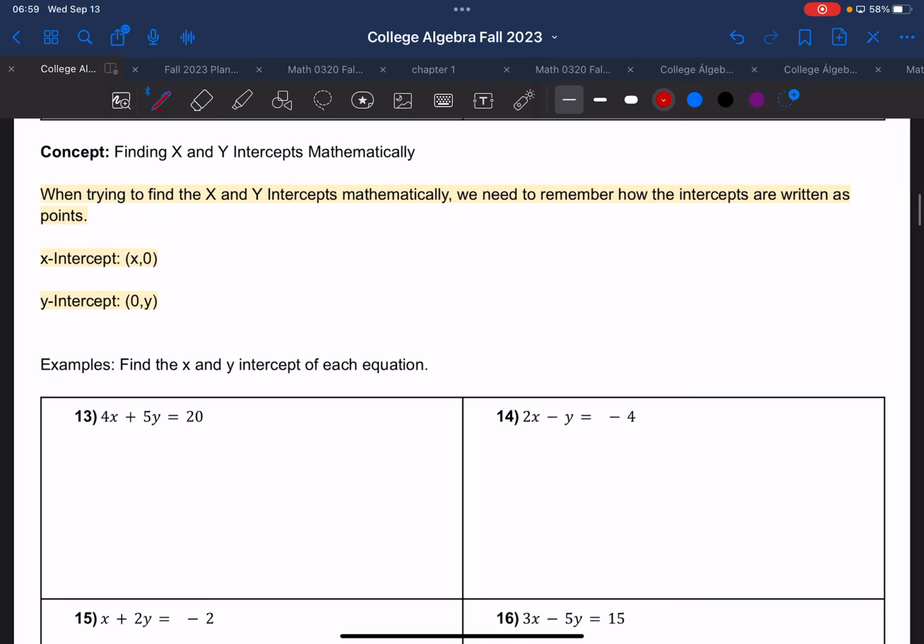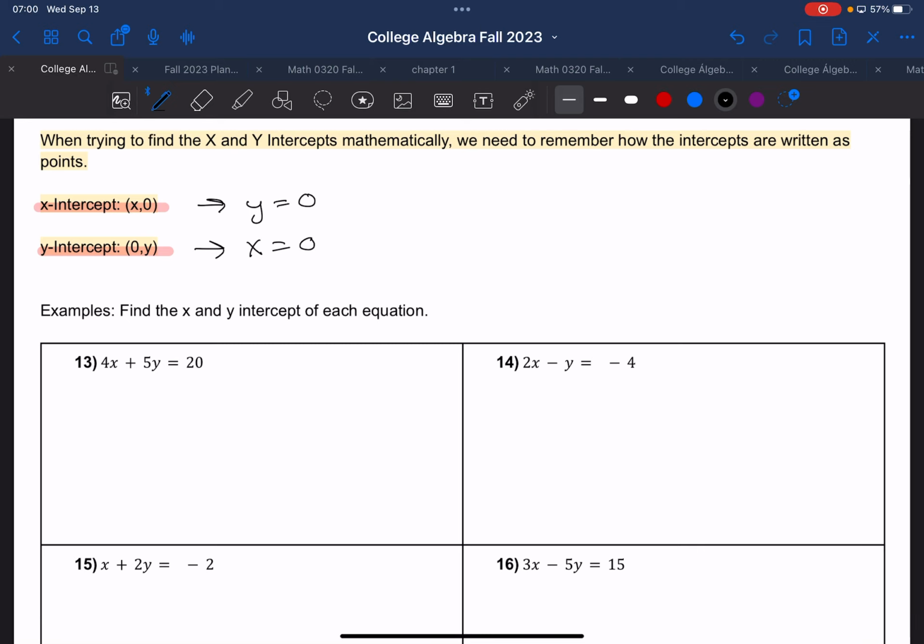Now we're going to be finding x and y mathematically. So we're going to be given an equation and we're going to have to find both the intercepts. So when trying to find them mathematically, we just have to remember the concept that the x-intercept is (x, 0). So whatever that number is for x, and then y is 0. And then that y-intercept, x is 0. So y is 0. Just think the opposite. So y is equal to 0. X is equal to 0.